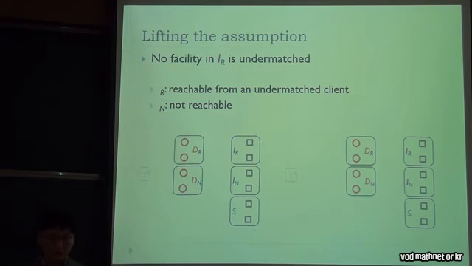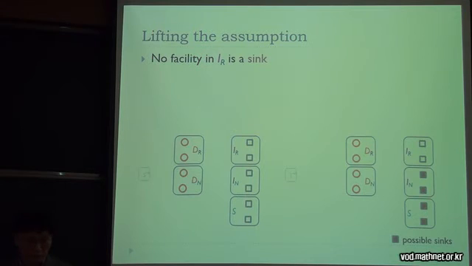Now, the first easy observation is that none of the facilities in I sub R, which is the set of facilities that is reachable from an undermatched client, can be undermatched, because that means we could augment that bipartite matching. So in other words, I sub R all have 0 commodity oblivious capacity, and that's the reason why the only potential points where the sink of the multi-commodity flow network can lie are I sub N and S.